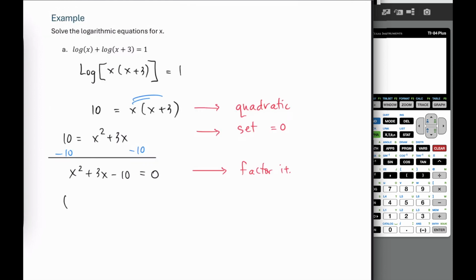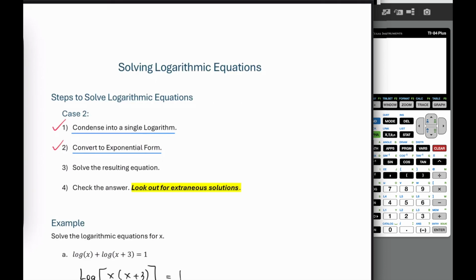Now we can see that this quadratic factors. This trinomial factors into x plus 5 times x minus 2, and when we set each factor equal to 0, we get x is equal to negative 5 and x is equal to positive 2. So we've solved the equation, but we now need to check the final answer.